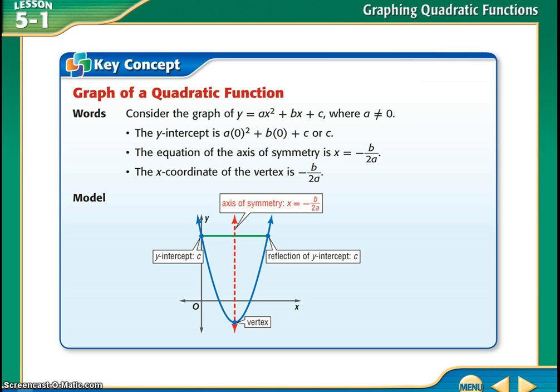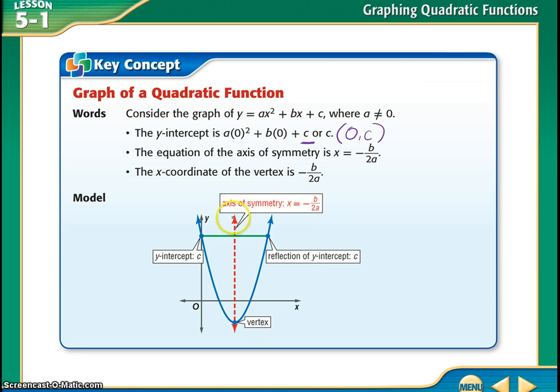Our y-intercept is when we plug in 0 for x. If we plug in 0 for x in standard form, anything times 0 is 0, so our ax squared goes away, our bx goes away, and we're left with our c value. So our y-intercept is just (0, c), whatever that c value is. We can also find the axis of symmetry.